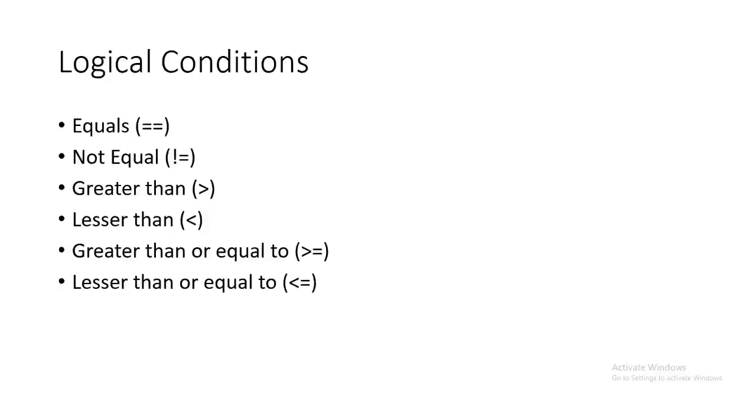Equals: you compare two operands by using the double equal sign. Not equal to is an exclamation mark and an equal sign. Greater than, less than, greater than or equal to, or less than or equal to. These conditions or operators can be used in several ways, most commonly in if statements and loops.